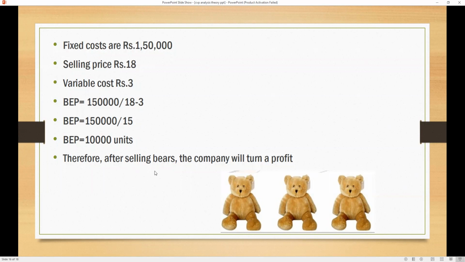So you need to sell 10,000 bears in order to ensure that your cost is equal to your selling price. If you are going to sell 10,000, you are going to get back your cost. If you are selling more than 10,000, you will be getting profits thereafter. So your 10,000 units cover the cost. So it is suggested that the company, in order to turn profits, has to sell more than 10,000 units.